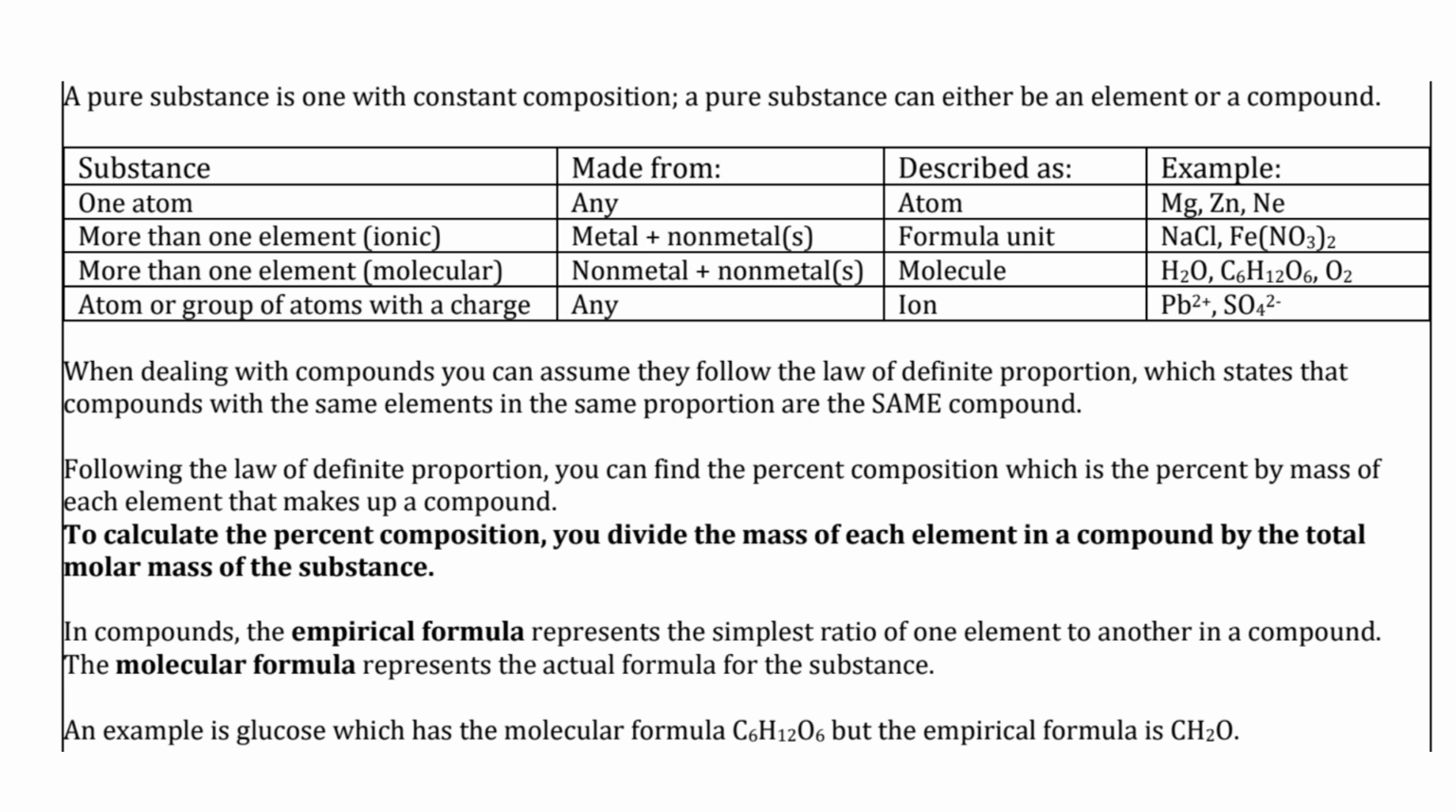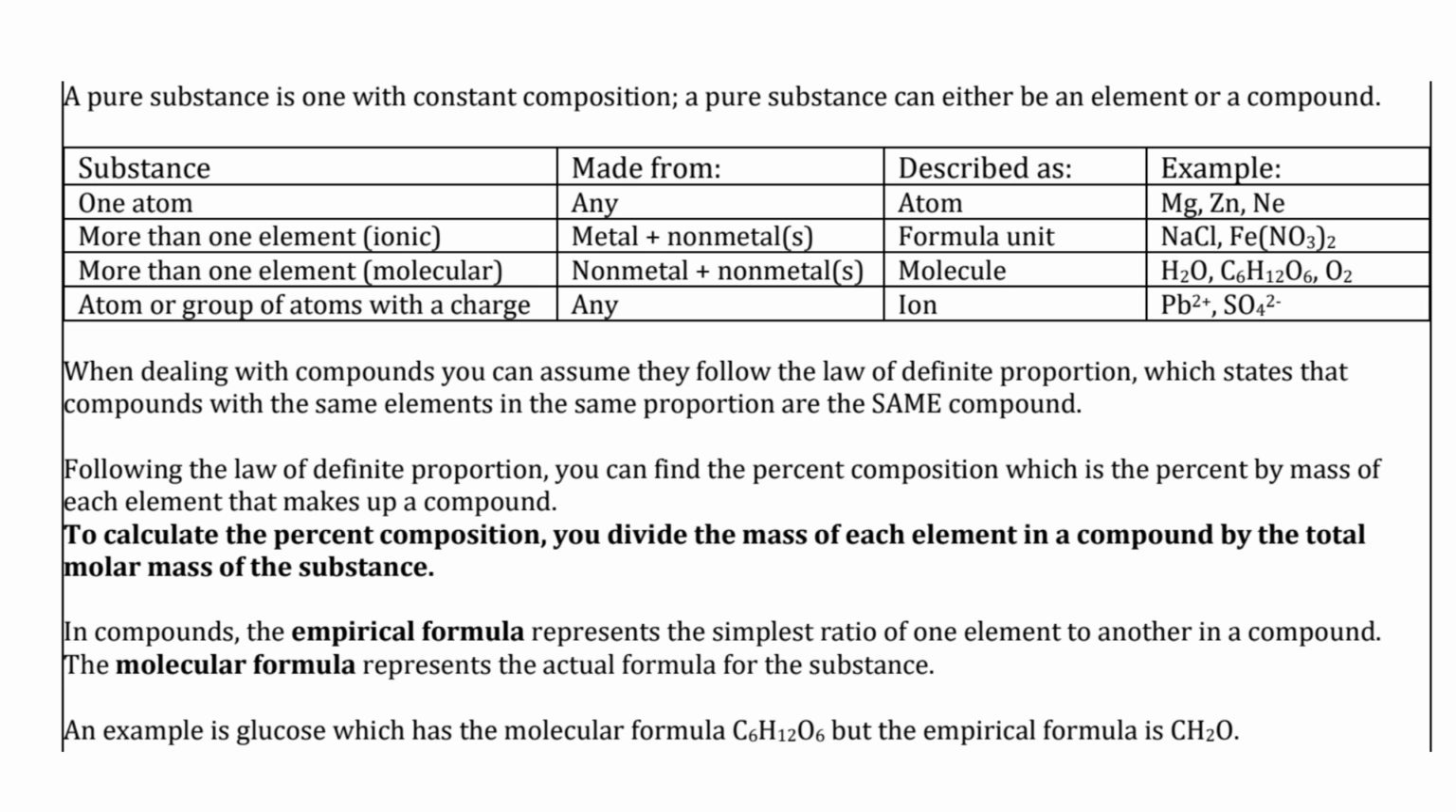When dealing with compounds, you can assume they follow the law of definite proportion, which states that compounds with the same elements in the same proportion are the same compound. So that means that if you have, say, two compounds of CO2, one CO2 and another CO2, it's because you have the same proportion of carbon and oxygen for both. That means it's the same compound.